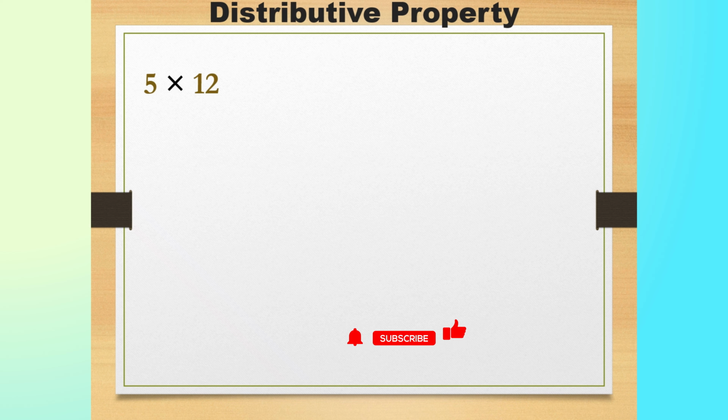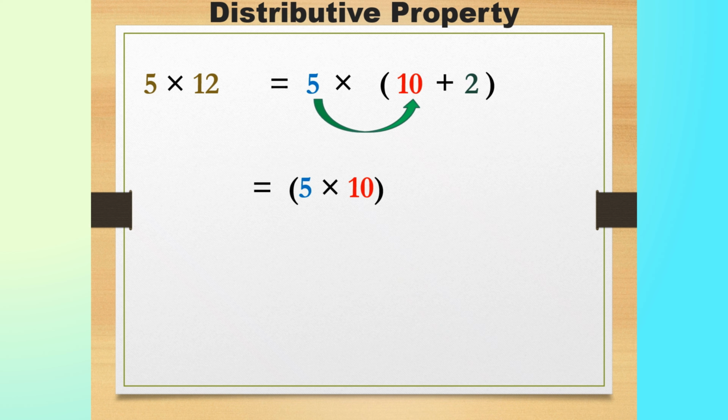5 times 12. Keep the first factor, which is 5. Break apart the second factor, which is 12, into tens and ones. It will be 10 plus 2. Now multiply. 5 times 10 plus 5 times 2.